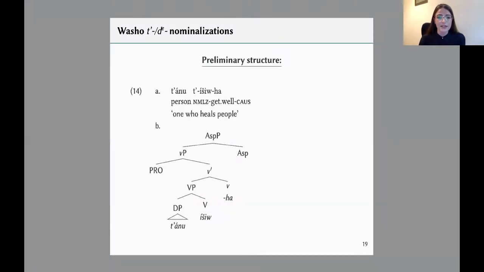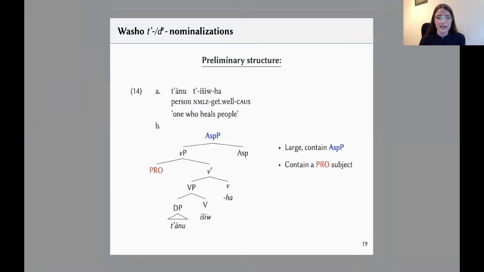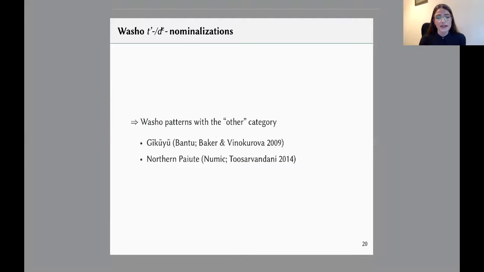So this leads us to the preliminary structure here in 14a for a nominalization like "one who heals people." And this structure has two main characteristics. First, it's fairly large, it contains ASP, and secondly, we have a projected big pro subject. So what we see at the end of the day is that Washoe patterns with this other category. I don't have time to go into detail of a full comparison, but fairly similar structures have been proposed, for example, for Gikuyu by Baker and Vinokurova, and for Northern Paiute by Toosarvandani.